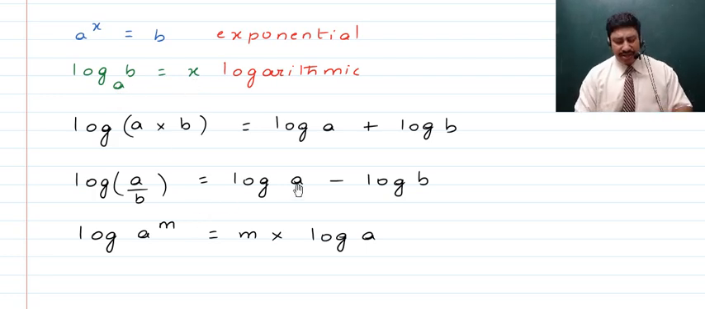Now when we have to deal with logarithm, obviously we should be knowing certain rules of it. So if we have log of a multiplied with b, then that can be written as log of a plus log of b. Now if we have log of a upon b, then that can be written as log a minus log b. Now if we have log of a raised to the power m, then that will become m times log of a. So these are a few rules, children.